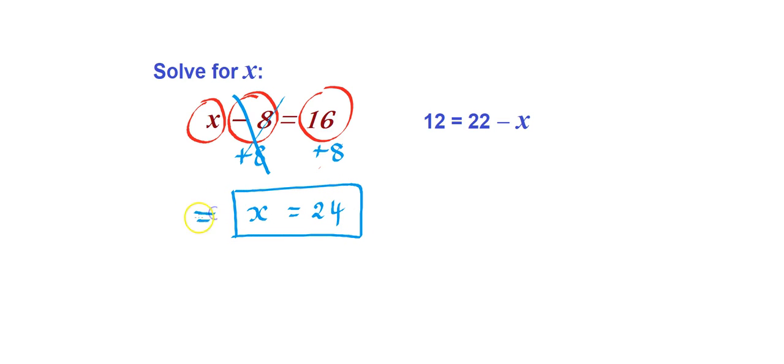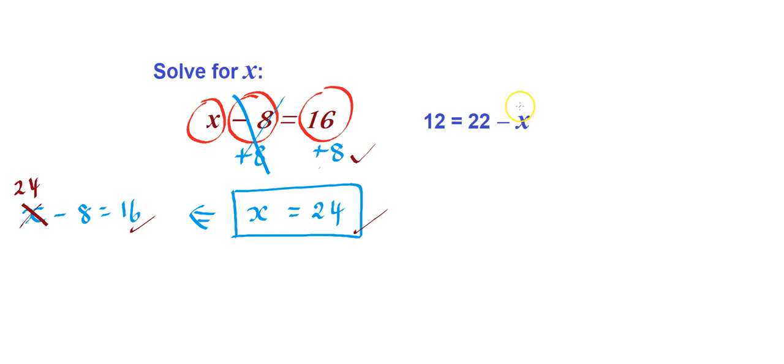We should always check. It's a good habit to be in. And what we do is we just substitute into the original equation. So it works like this. We think that x is 24, so instead of x, we write 24. And then we see if it works. So 24 minus 8 equals 16. Is that true? Yes, it is. So this is correct, and our working is also correct.